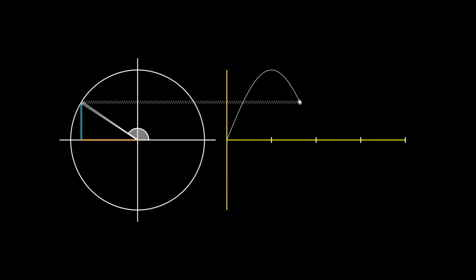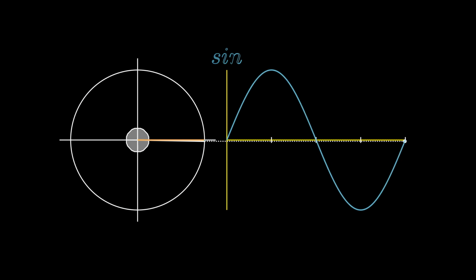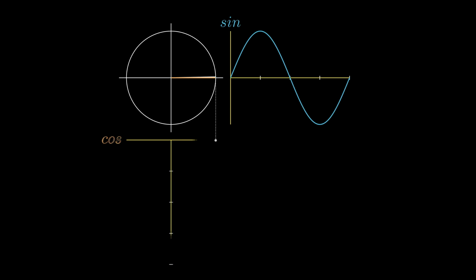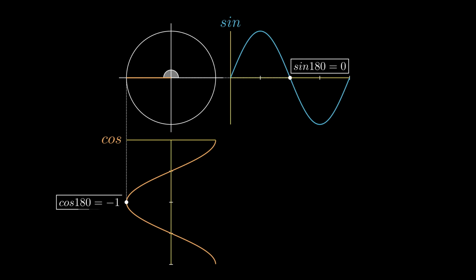From this, we can visualize the sine function and the cos function. And this is how we get the periodic nature of the trigonometric ratios. Notice that sine 180 is 0, and cos 180 is negative 1.